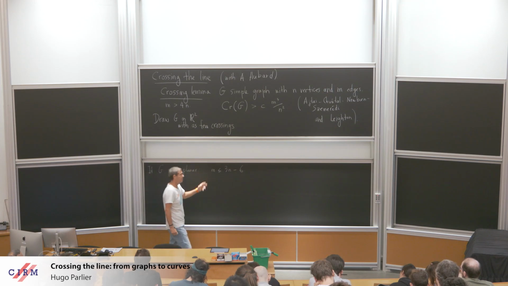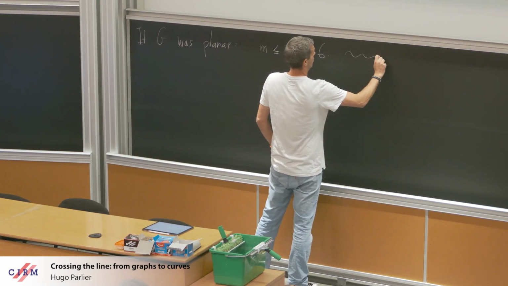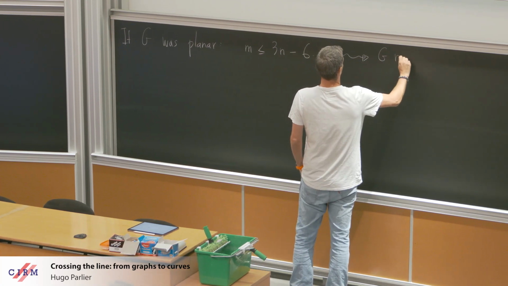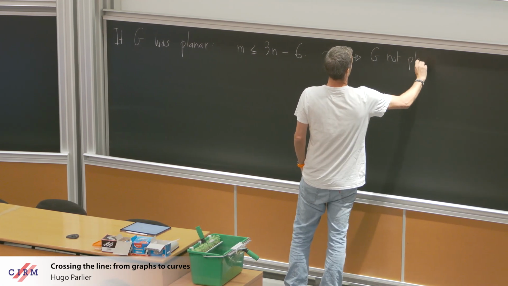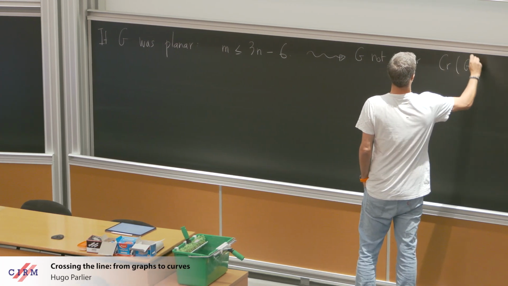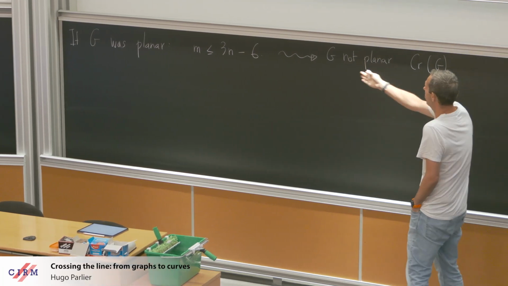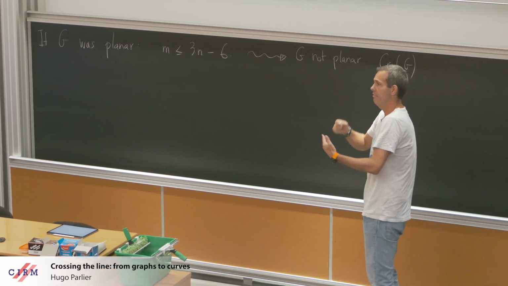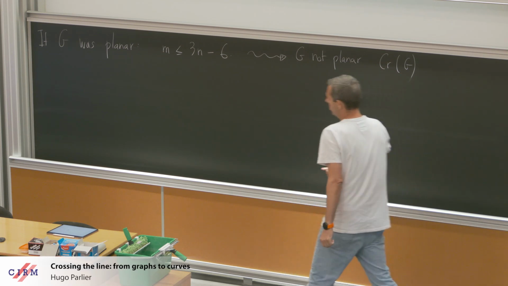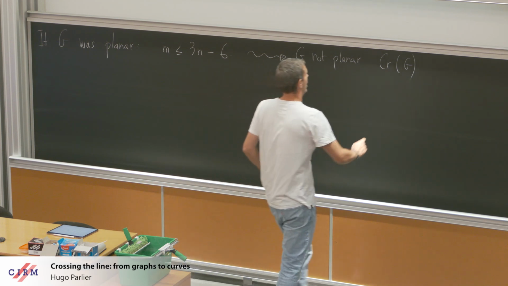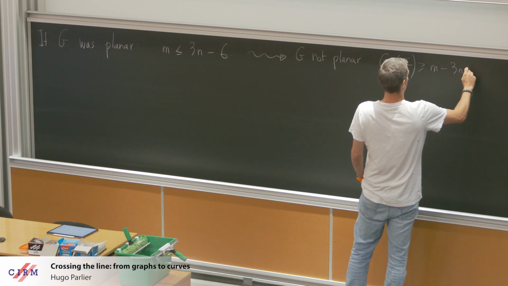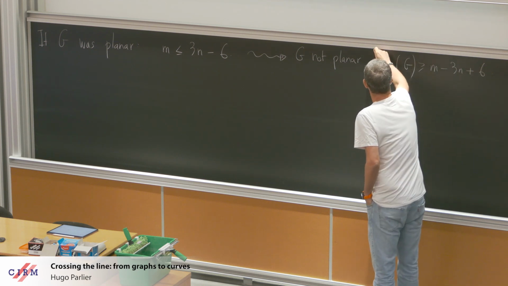Okay, so from this, it's not so difficult to deduce that if G is not planar, then the crossing number of G, and this is going to be true for any graph, has to be greater than the difference between these quantities. Every time you add an edge, you have to create at least one crossing. So the crossing number has to be greater than or equal to m minus 3n plus 6.